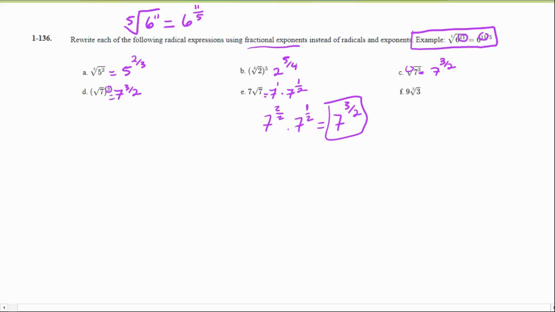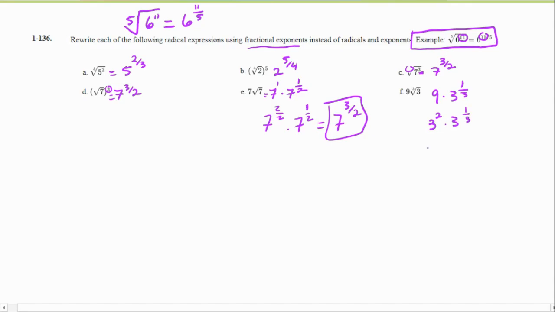Same idea with this one here a little bit. So we're going to have, what is this, 9 times 3 to the power of 1/3. I don't know if the book actually asks you to do this or not, but I know that 9 is 3 to the power of 2. So same idea from the last one.